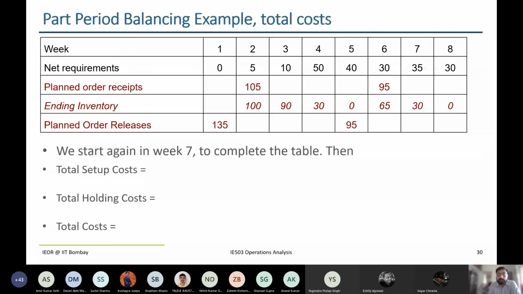Now, this is a completed table. Again, you can see there are 2 setups. So cost comes to 2 into 132, 264. Holding cost comes out to be 325 into 0.6, which is 195. Total cost comes to 459. Any questions on this part period balancing?